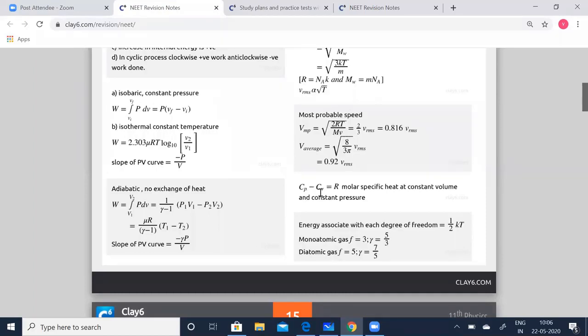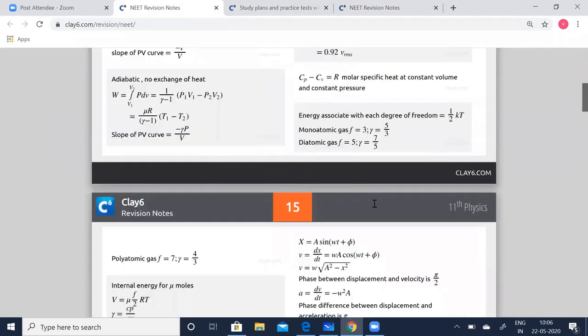Now you all know Cp minus Cv is equal to R, the molar specific heats at constant pressure and constant volume. Energy associated with each degree of freedom is very, very important for monoatomic, diatomic, and triatomic or polyatomic gases, because you can't keep calculating each time; you'll have to memorize this so that you can directly apply it. Energy associated with each degree of freedom is equal to half kT.